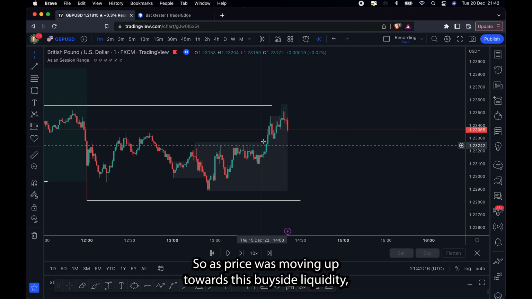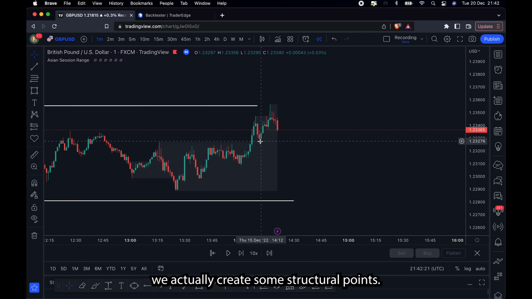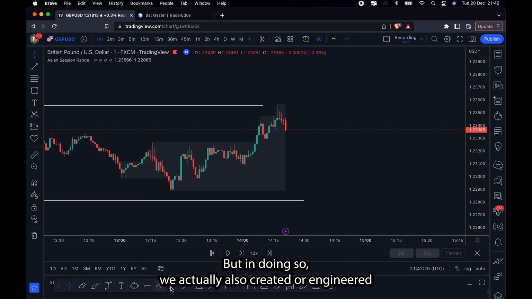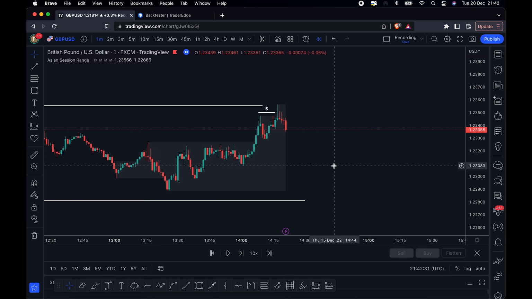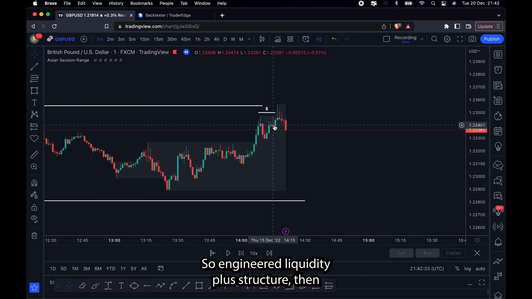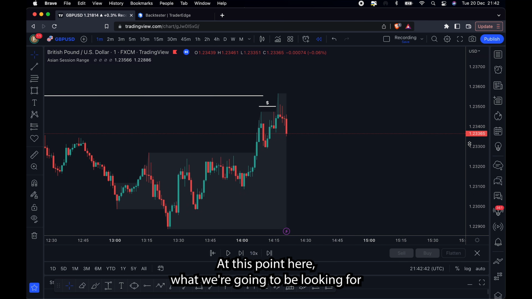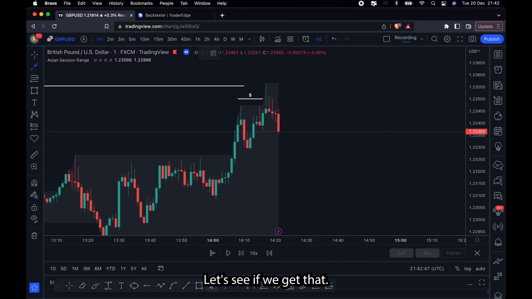So as price was moving up towards this buy side liquidity, we actually created some structural points, so one here and one here, but in doing so we actually also created, or engineered, might be a better word, some equals. So engineered liquidity plus structure, then liquidity grab, and then push to the downside. At this point here, what we're going to be looking for is very clearly on the 1 minute time frame a breaker structure. Let's see if we get that.